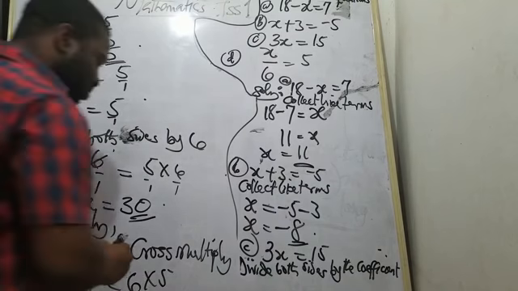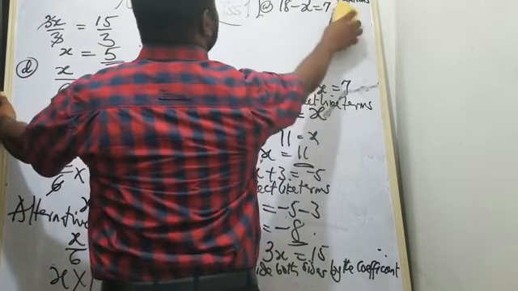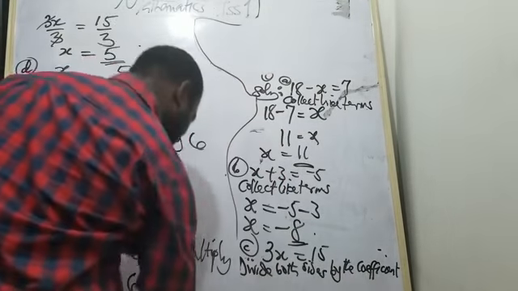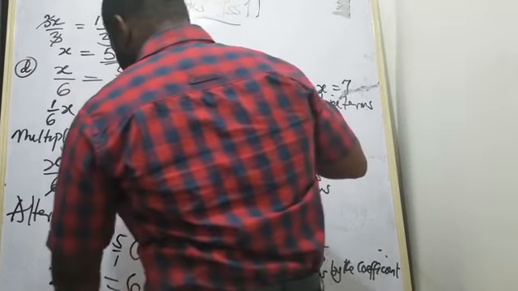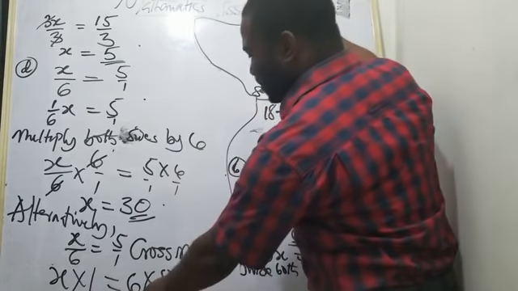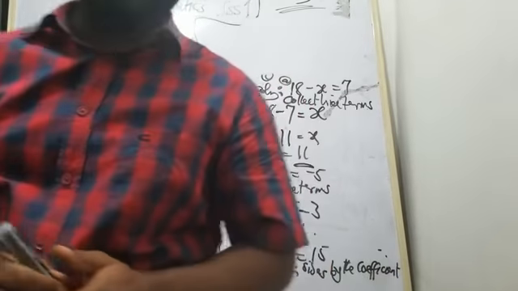Alright? So let's come here. What is x times 1? x times 1 is x, to be equal to 6 times 5, which is what? 30. Hence, your final answer.